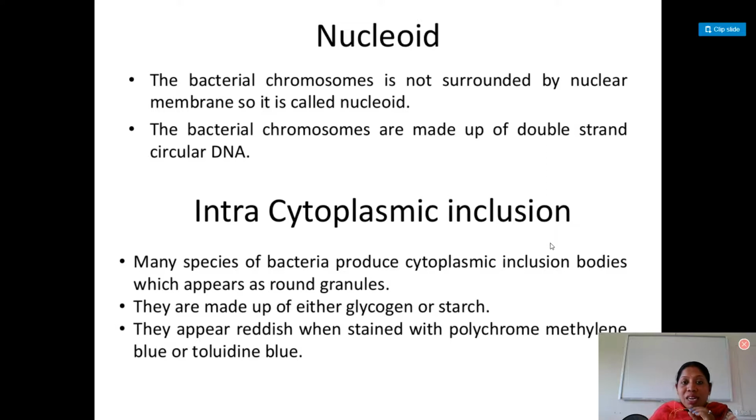Nucleoid. The bacterial chromosome is not surrounded by a nuclear membrane, so it is called a nucleoid. The bacterial chromosomes are made up of double-stranded circular DNA. Intracytoplasmic inclusion. Many species of bacteria will produce particular inclusion bodies, which we call cytoplasmic inclusion bodies, which appear as round granules. They are made up of purely glycogen or starch. They will appear reddish when stained with polychrome methylene blue or toluidine blue.